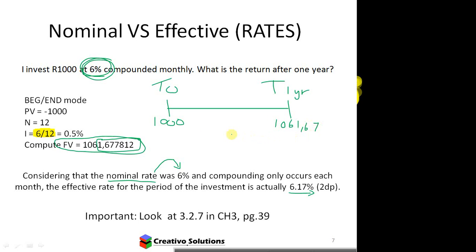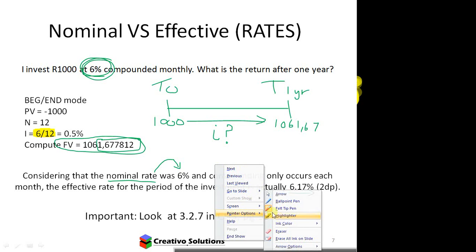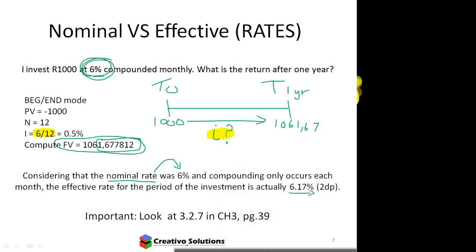1061.67. Right, so if I look at that, what did I actually get in terms of a return? That's what I'm looking at. What did you actually get in terms of a return? What is this I? Yes, because you actually got a bit more than 6%. And the reason for that is you compounded more frequently.